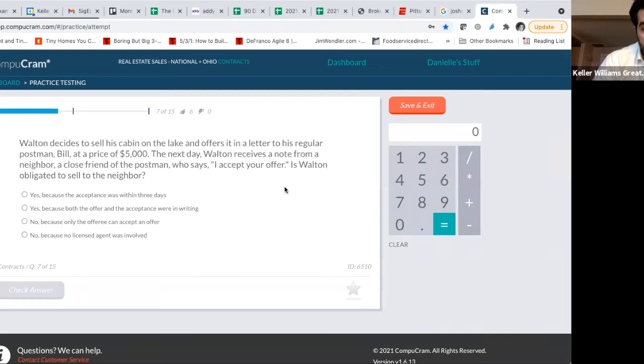Walton decides to sell his cabin on the lake and offers it in a letter to his regular postman, Bill, at a price of $5,000. Sounds like hell of a deal. The next day, Walton receives a note from his neighbor, a close friend of the postman, and says, I accept your offer. Is Walton obligated to sell to his neighbor?